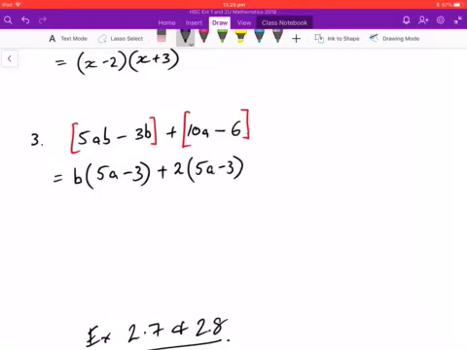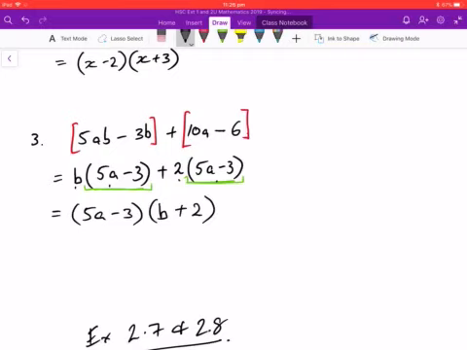Now, again, you should notice that we have a common binomial factor. We've got 5a minus 3. I can factorize that. I'm going to take that out. We get bracket 5a minus 3. What am I left with? Well, the first term is b times 5a minus 3. The 5a minus 3 is now taken out, so I've got b. Second term, I've got 2 times 5a minus 3. It's going to be plus 2. And there we have it.